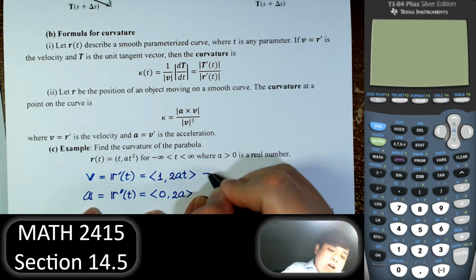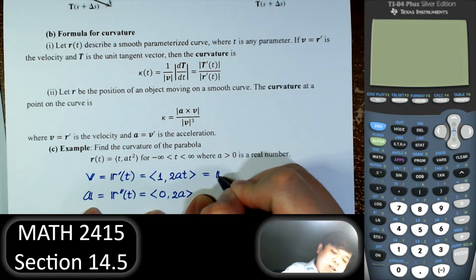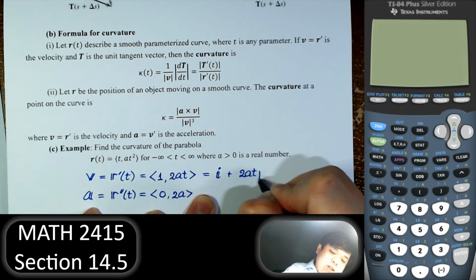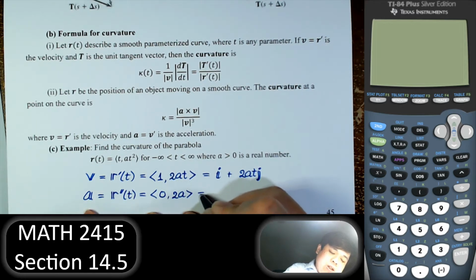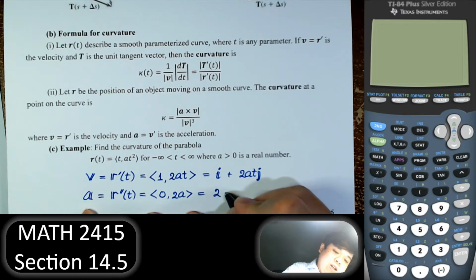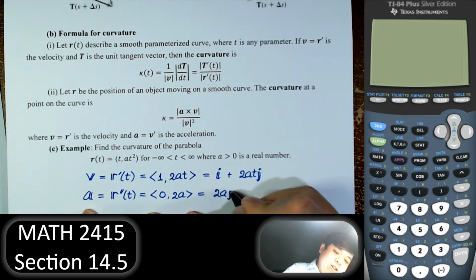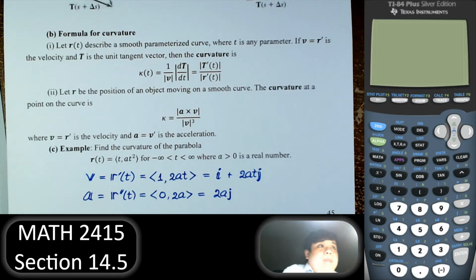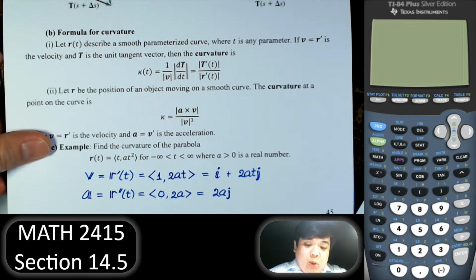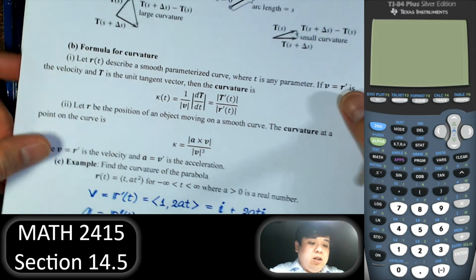Of course, we can write that as i plus 2at j, and then there's no i, just 2a j, right? Yep. And then we'll find the cross product.